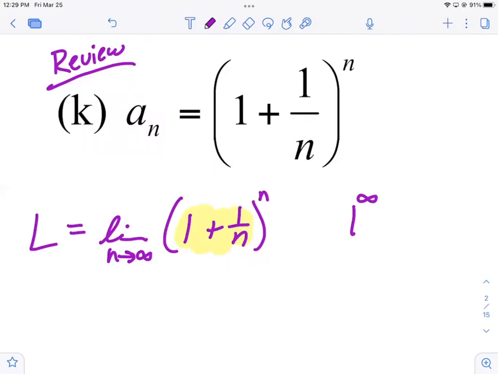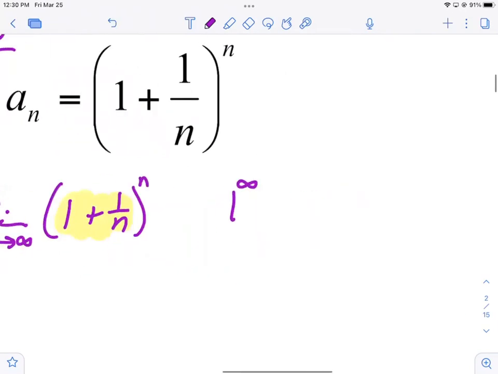Now, 1 to the infinity power, if it were truly a 1 the whole time, would be 1, right? 1 to any power is 1. But it's never actually a 1 on the inside. It's always something a little bit bigger than 1. So this right here, you can't say is equal to 1. This is another indeterminate form. So this is going to require the next rung on the L'Hopital's ladder.